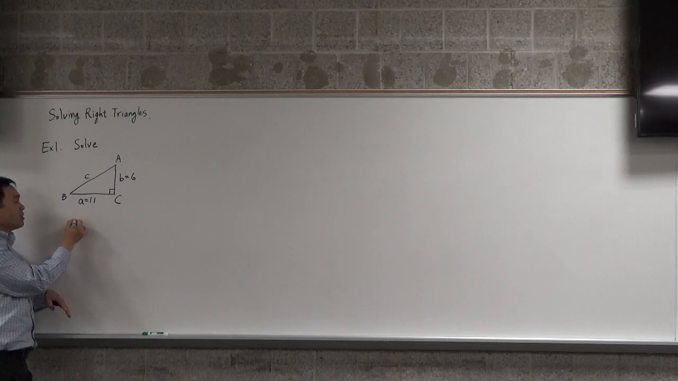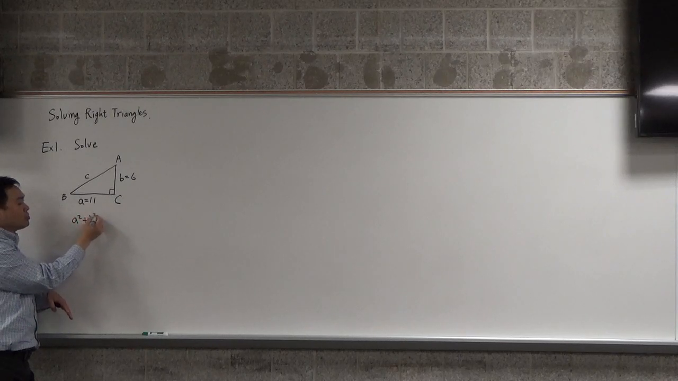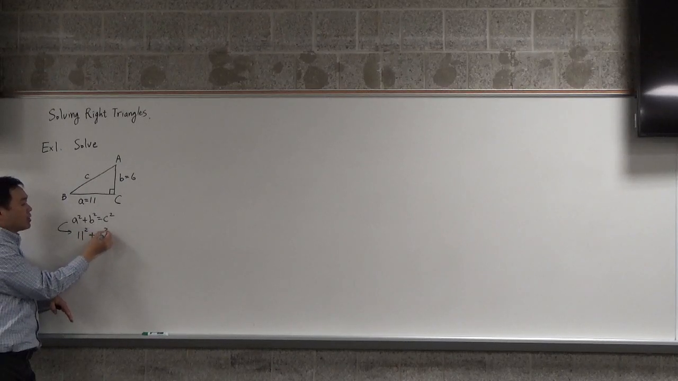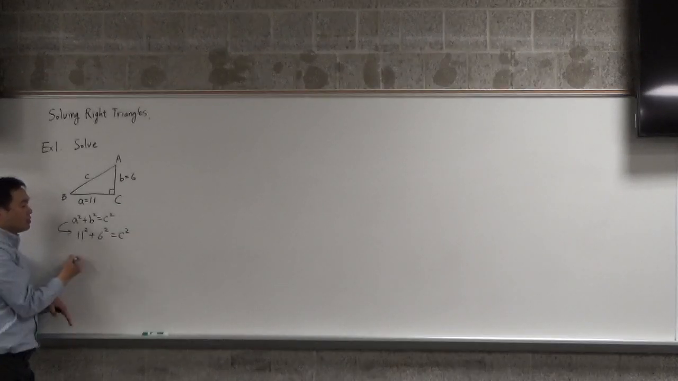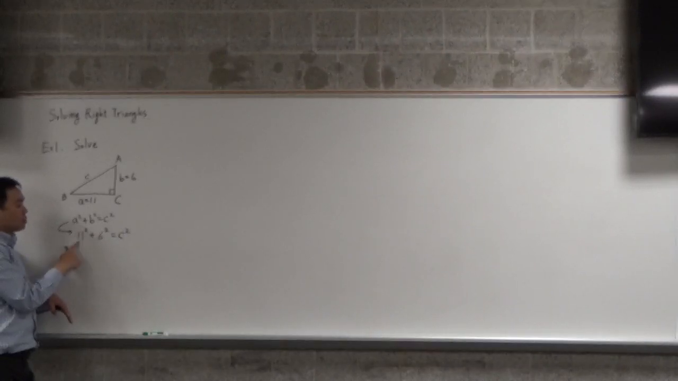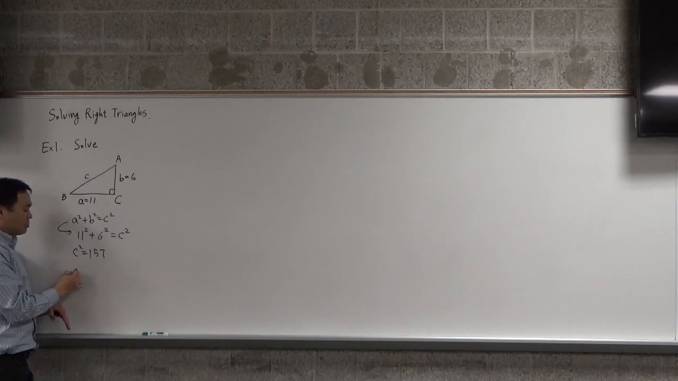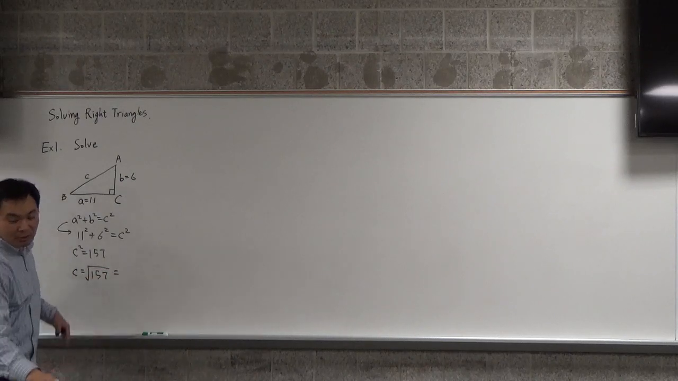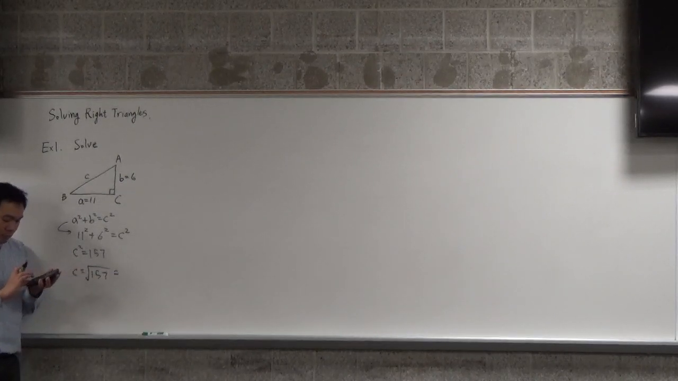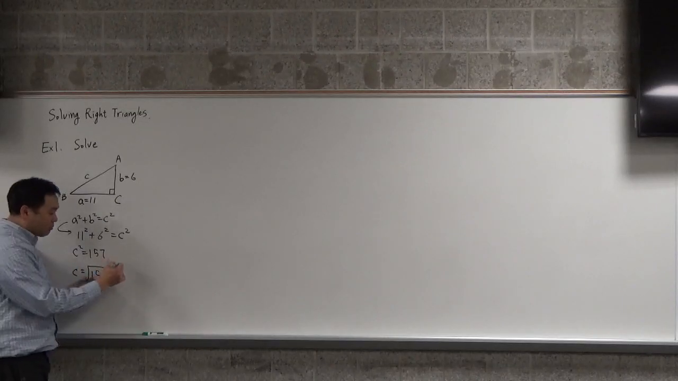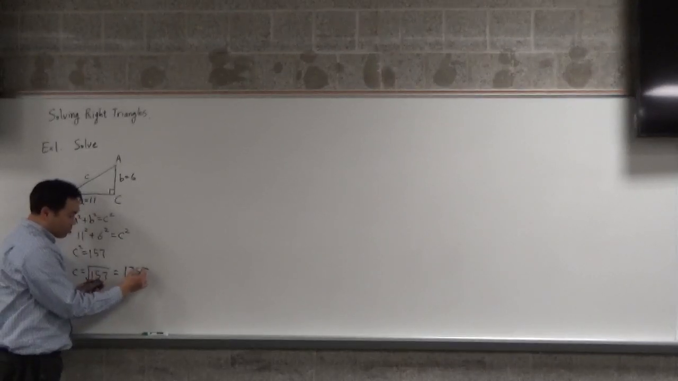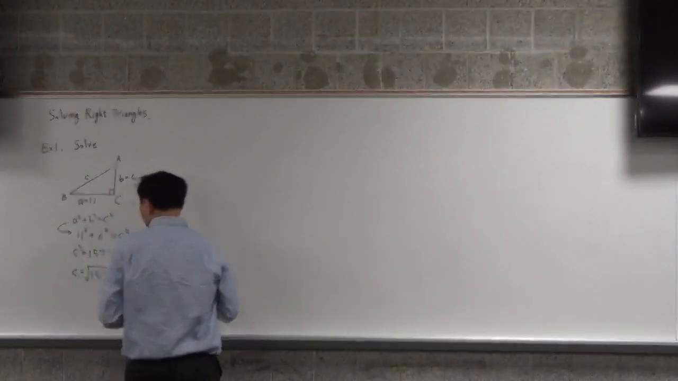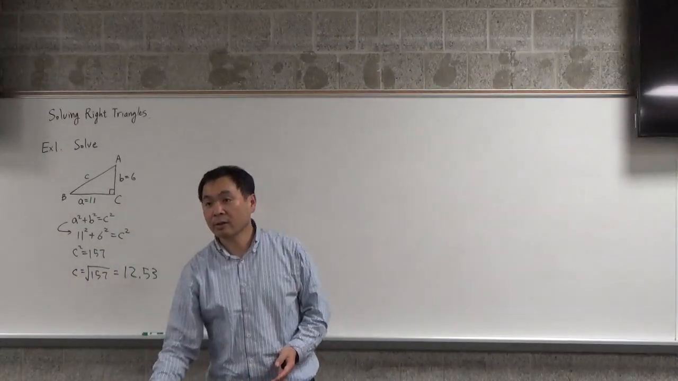Pythagorean theorem, right? So a squared plus b squared equals c squared, which means you have 11 squared plus 6 squared equals c squared. And that's 121 plus 36, so c squared is 157, which means you have to take the square root of 157. I'll use my calculator. 12.5. Yeah, 12.52 or 53. Okay, so that part is done.